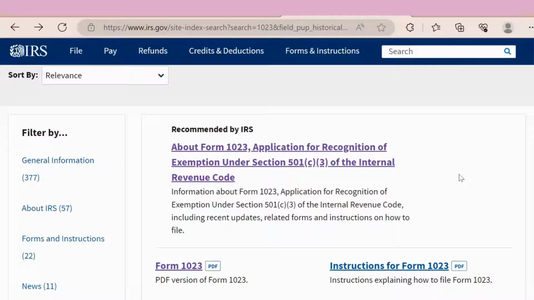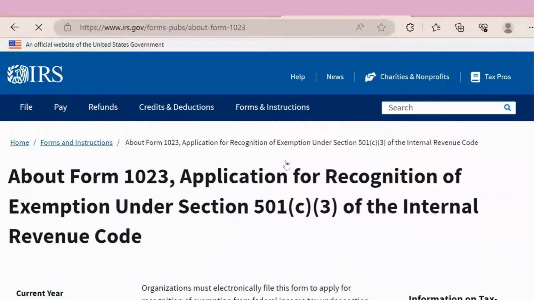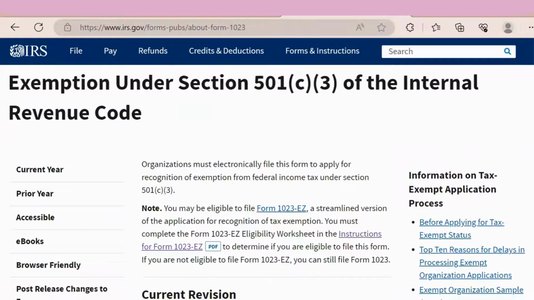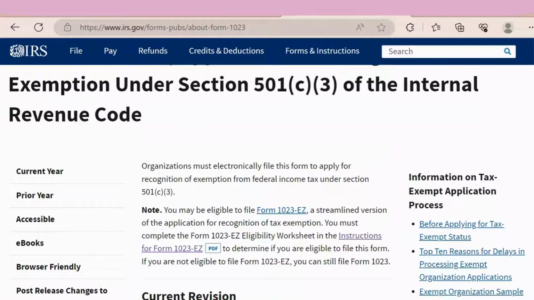Information about Form 1023, Application for Recognition of Exemption under Section 501c3 of the Internal Revenue Code, including recent updates, related forms, and instructions on how to file. So we'll click this section, which brings us to the next page. Organizations must electronically file this form to apply for recognition of exemption from federal income tax under Section 501c3.